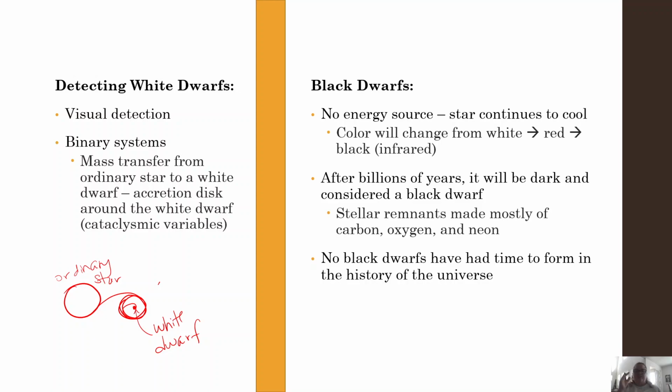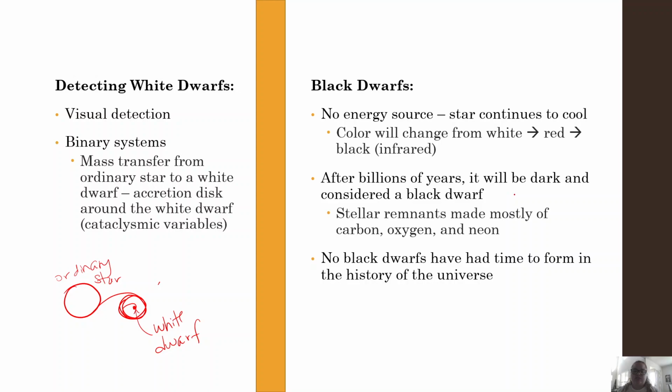Okay. Now, there's something after this stage that is called a black dwarf, and the universe hasn't been around long enough to have time to actually form such a thing, but this is when we have no more energy source. So the star continues to cool, and eventually it won't have any energy left in it to have any sort of light from it. So this is where we have a color that changes from the white dwarf to red to black, or in the infrared we can see it.